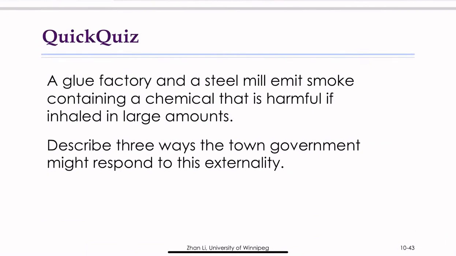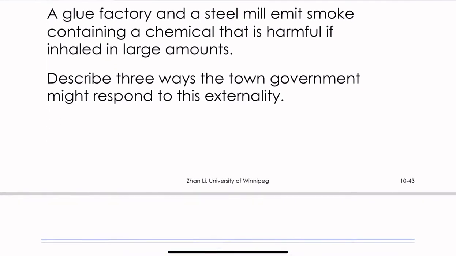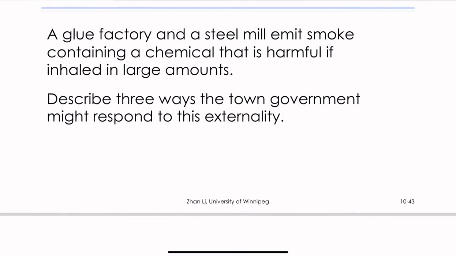Let's see, what is this? So we have a glue factory and a steel mill. They both emit smoke, which contains a chemical that is harmful. Describe 3 ways the town government might respond to this externality. Well, clearly we have learned 3 different methods, right? The first method is command and control.